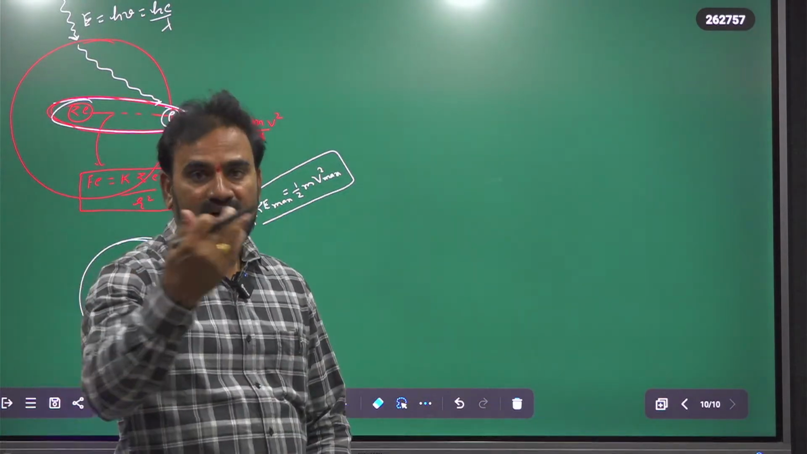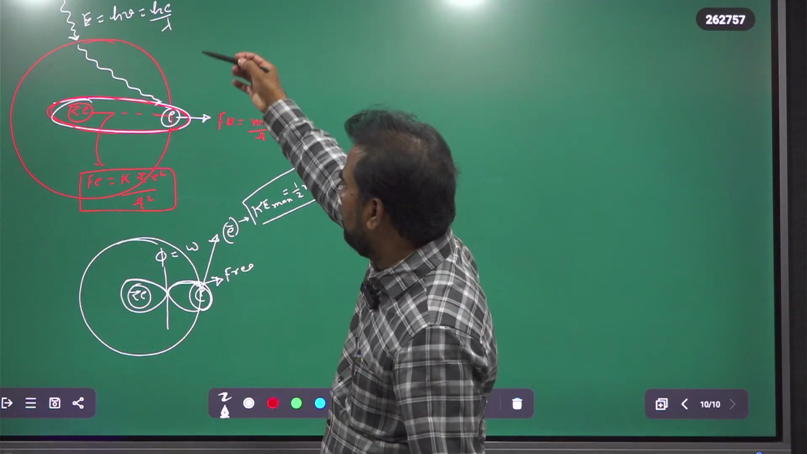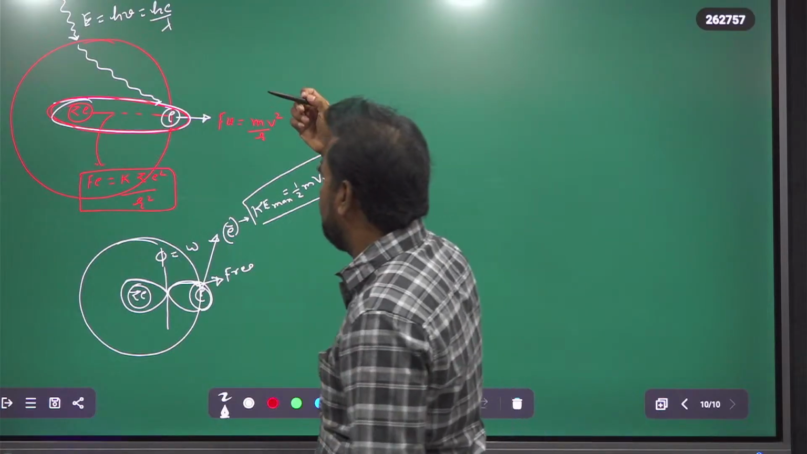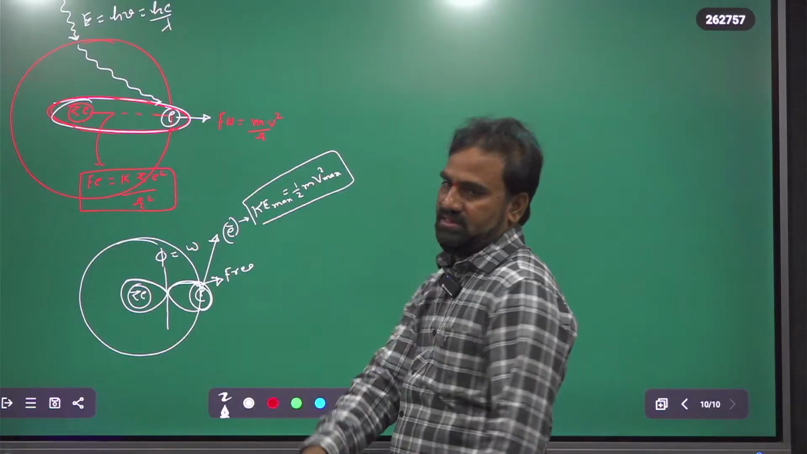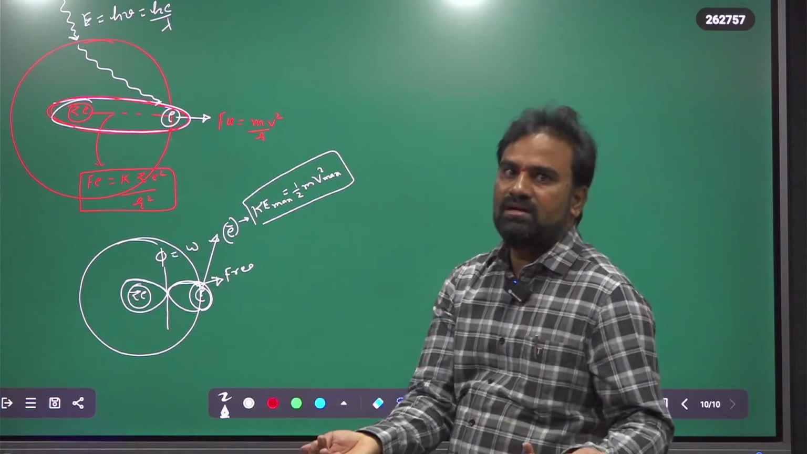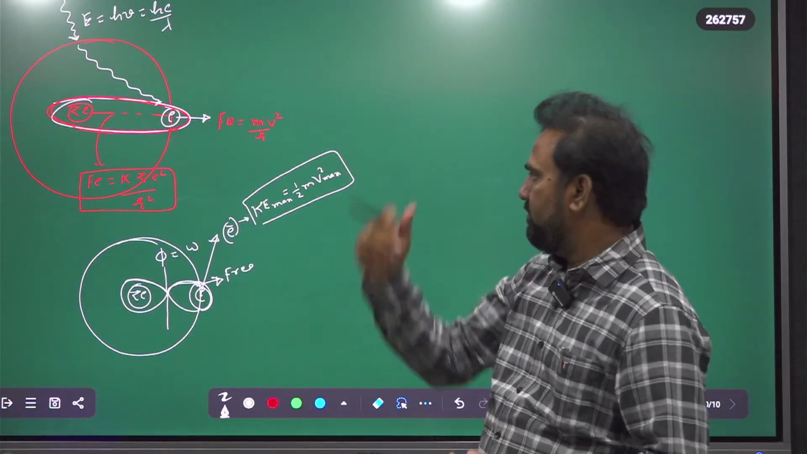Okay, it was explained by whom? Einstein. When a suitable frequency and suitable wavelength of the light radiation is incident on certain types of metals, electrons are ejected from the metal surface. That phenomenon is called the photoelectric effect. How are the electrons ejected, and what is the internal mechanism? This is the internal mechanism.